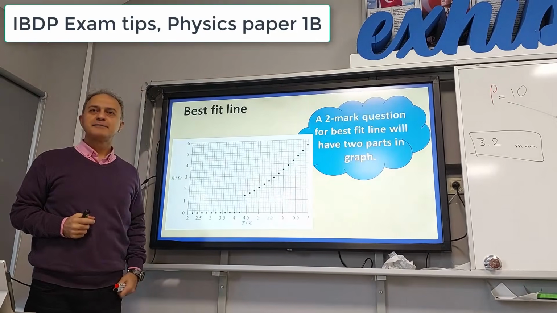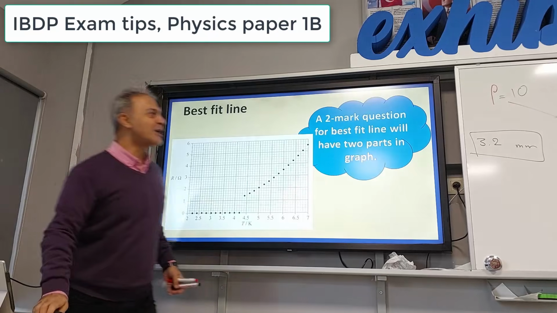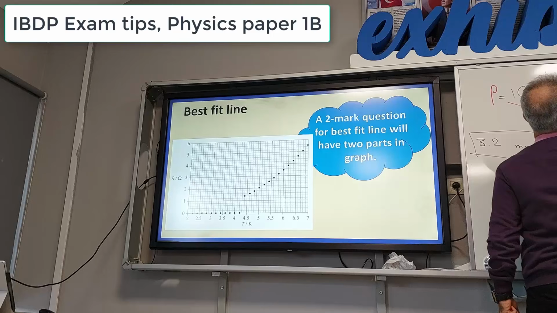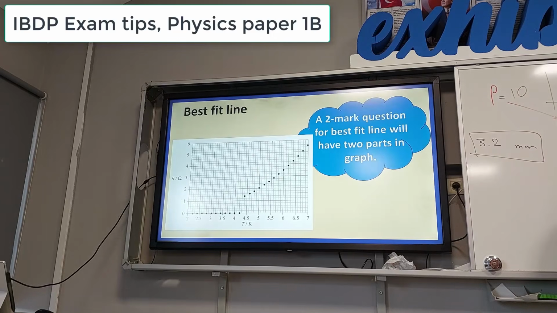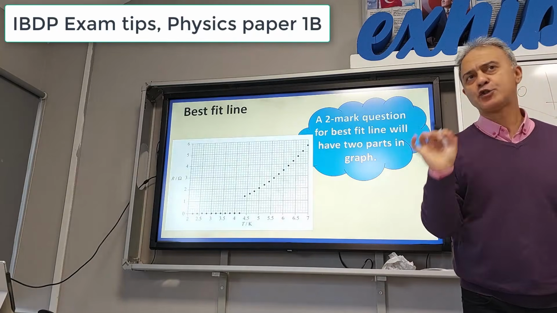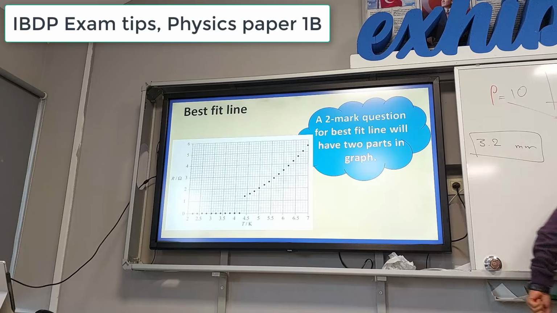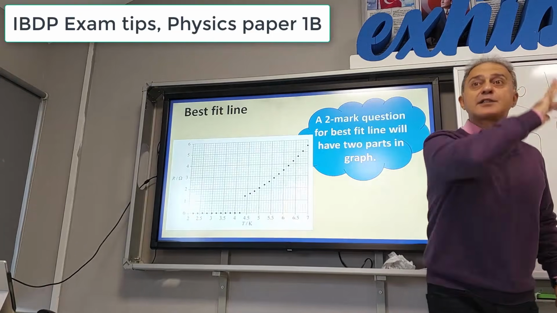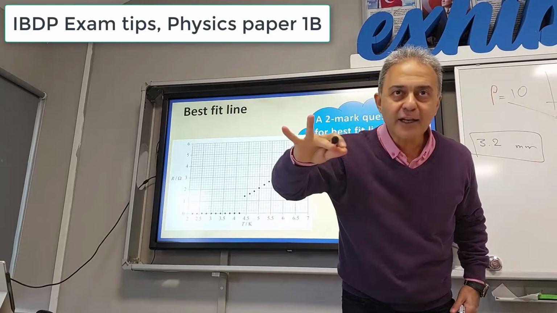Best fit line. Best fit line for this case is easy. You may say, okay, this is a line. Sometimes you may say, no, this is not a line, it seems to be a curve. Okay. Guys, it should never be point to point. Do not do it like this. This is not a puzzle. Smooth curve, okay, or line.